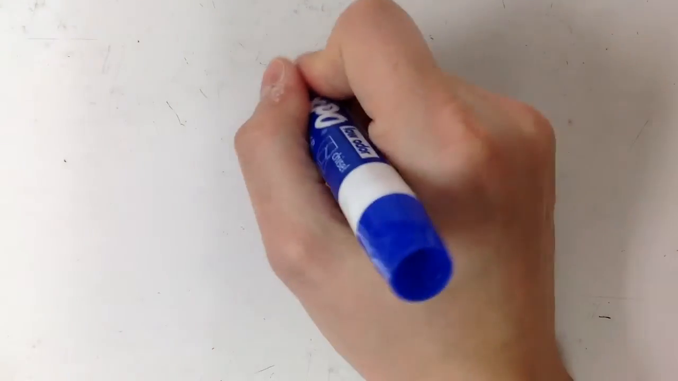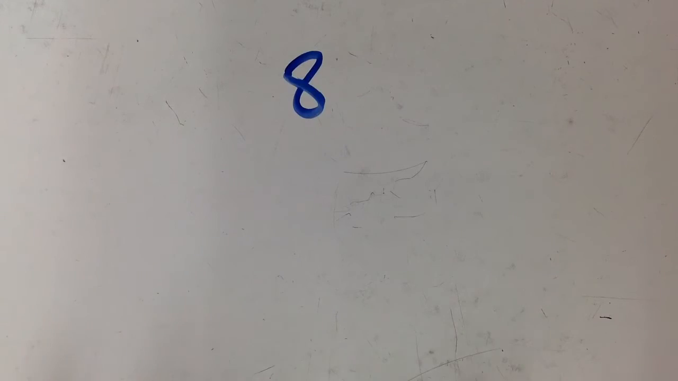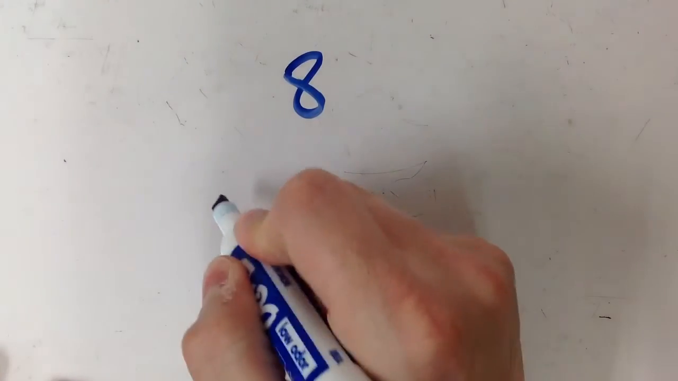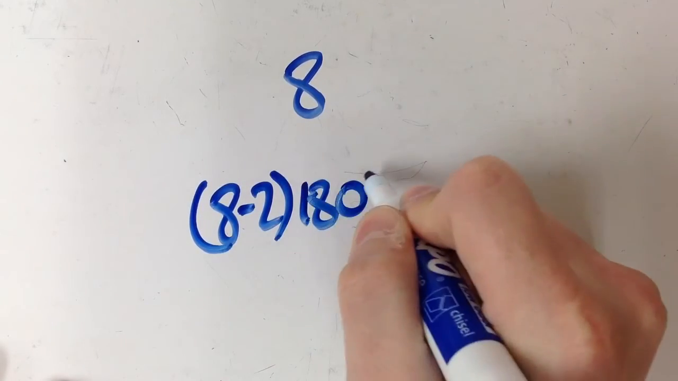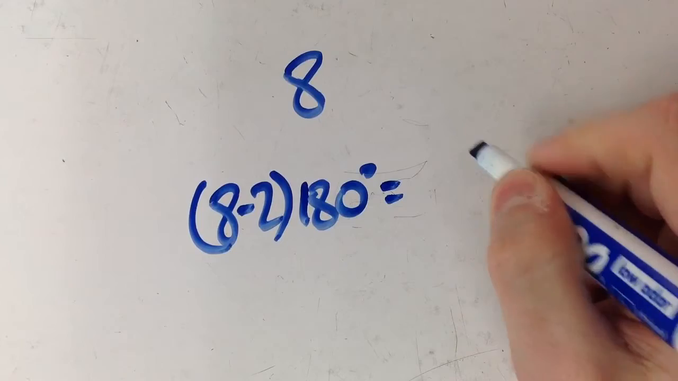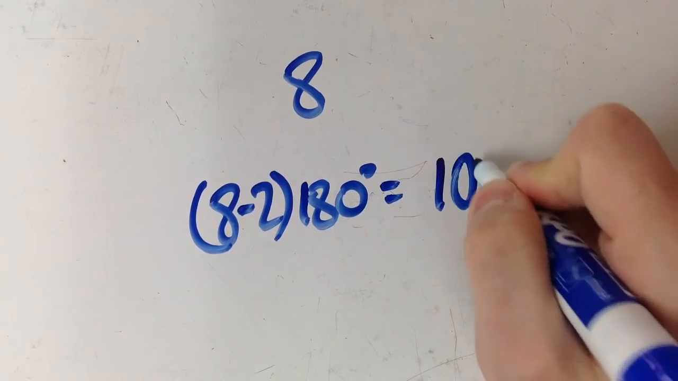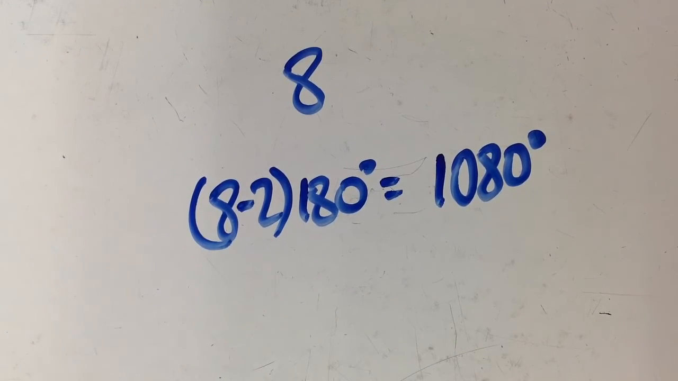First, I'd have to go back to my notes: an octagon has 8 sides. Then I would want to know how many total degrees are on the inside of an octagon. I would do 8 minus 2, times 180. 8 minus 2 is 6. 6 times 180 should give me 1080.